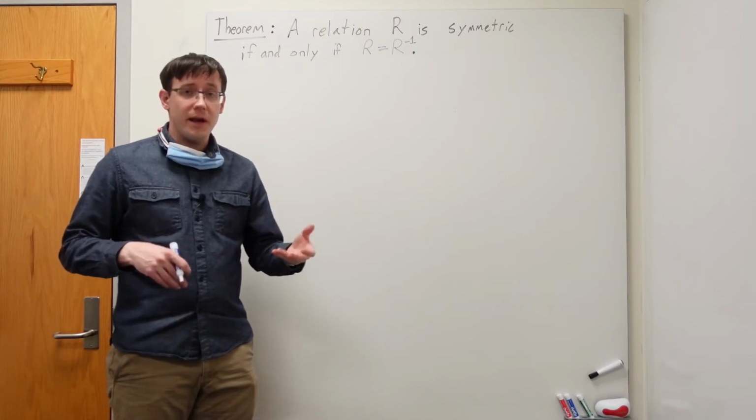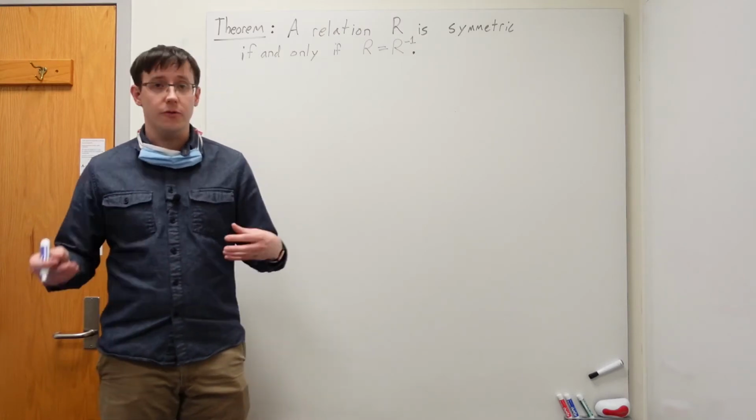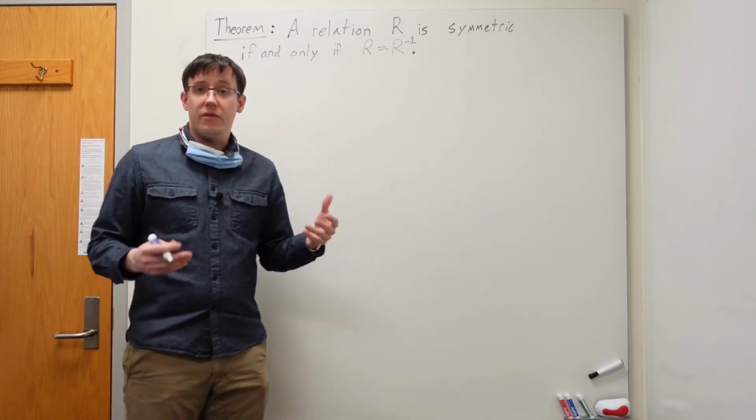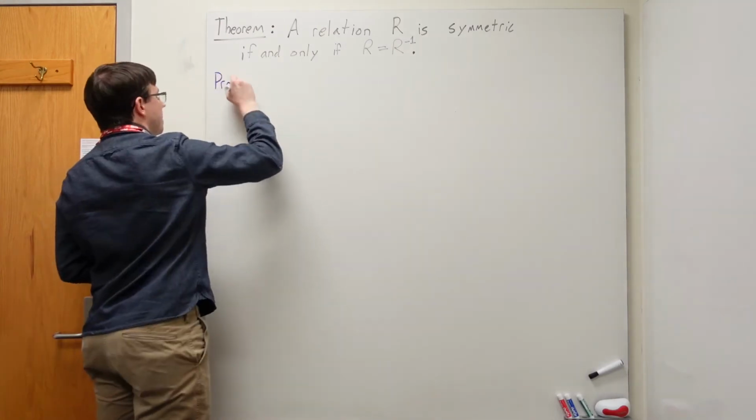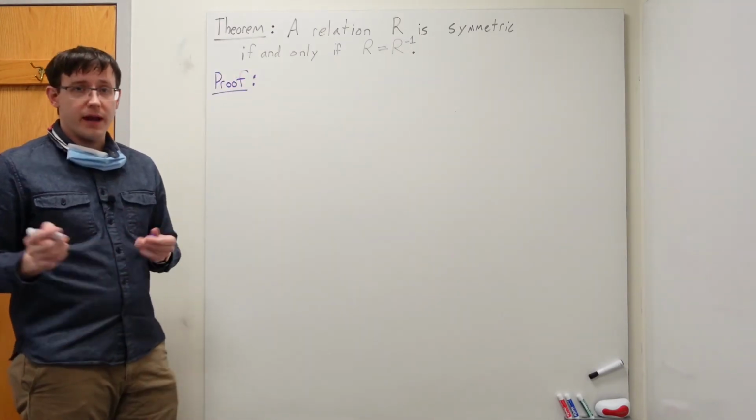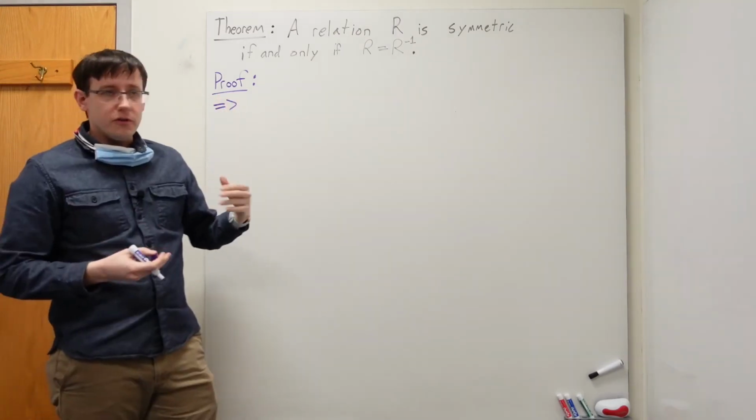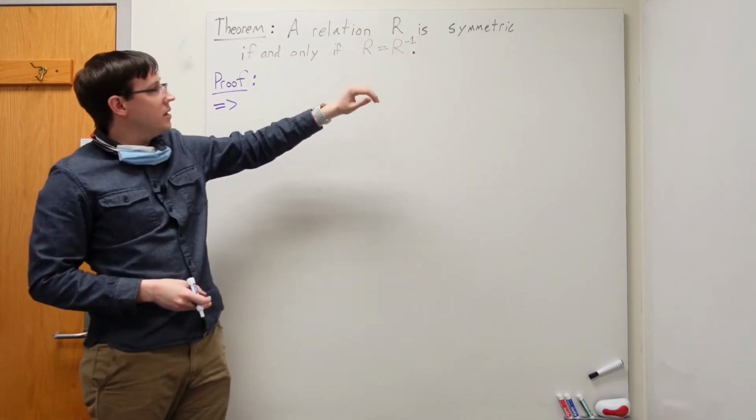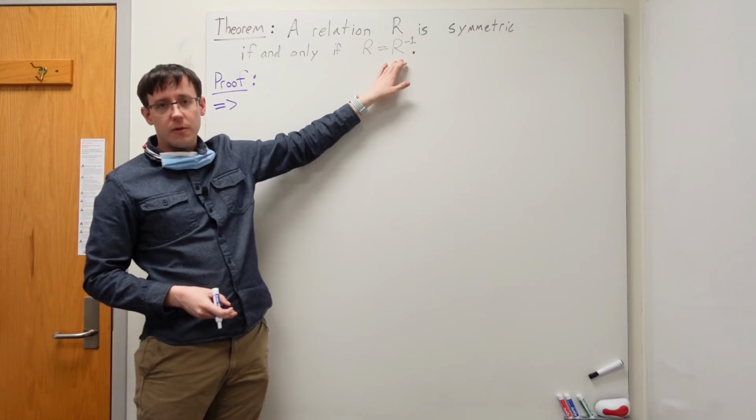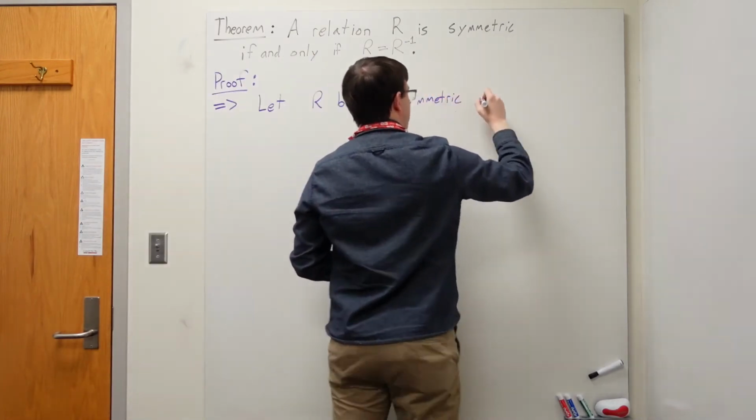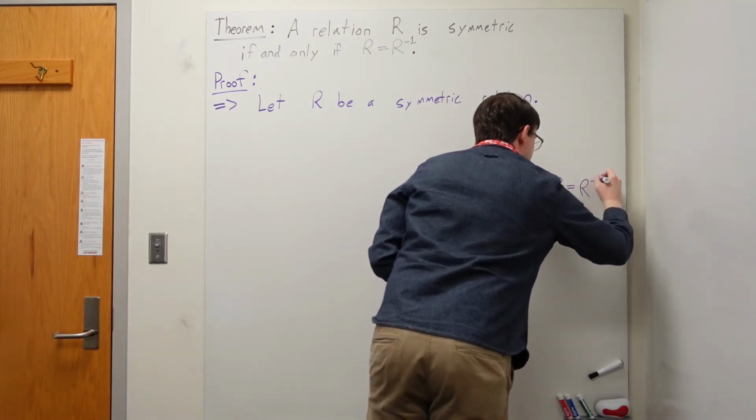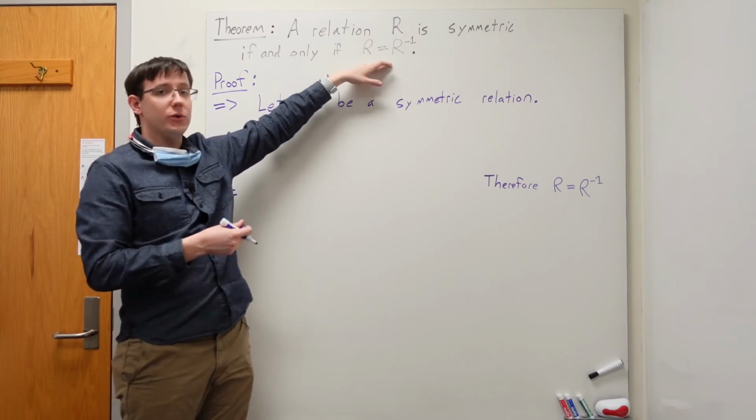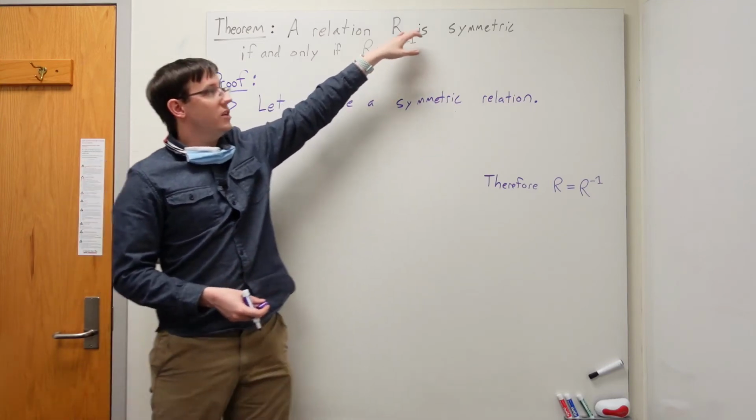In fact, a relation is symmetric if and only if it's equal to its inverse, which is the same as saying that reversing every ordered pair in the relation would give us back exactly the same relation. For an if and only if proof, we have two directions to show. So first, we want to hypothesize that we have a symmetric relation and show that this means that the relation must be equal to its inverse. And for the other direction, we want to hypothesize that we have a relation which is equal to its inverse and show that this means the relation must be symmetric.